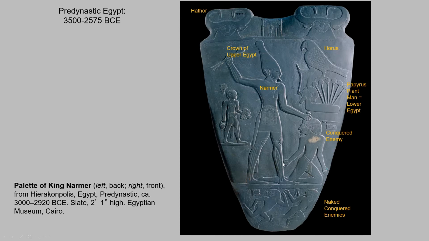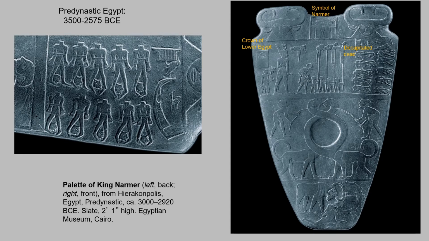At the very bottom, we see more images of people being conquered. These are fully nude. We've talked about this before. Naked equals shame in a lot of ancient Mesopotamian and Egyptian and Mediterranean art. Not always, but in a lot of cases, and especially in images of war or battle. Let's take a look at the other side.